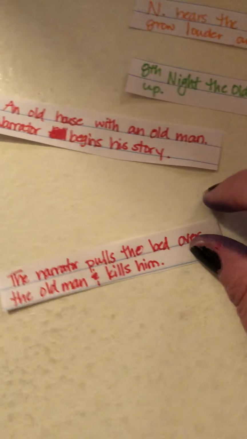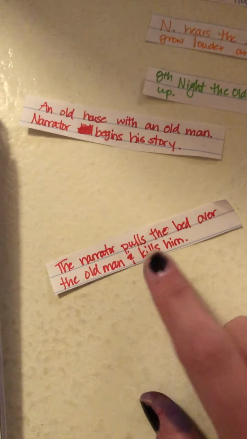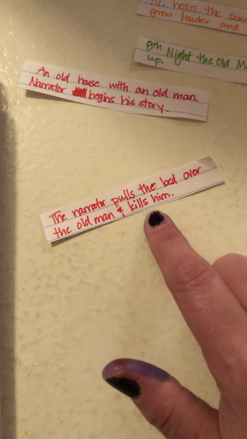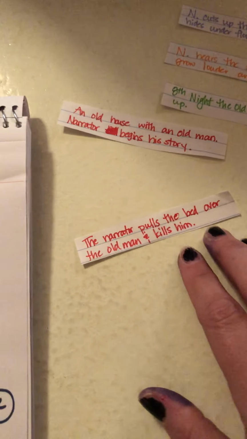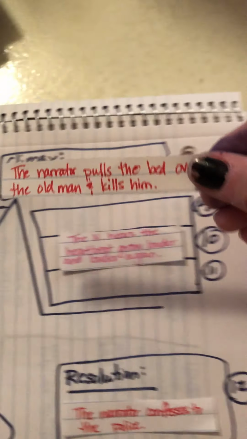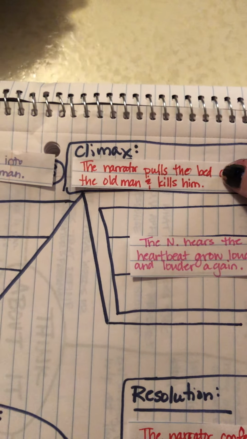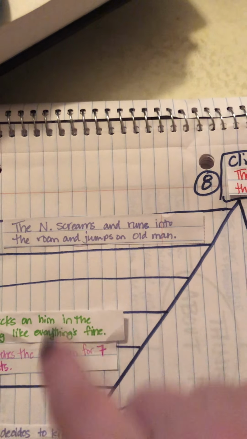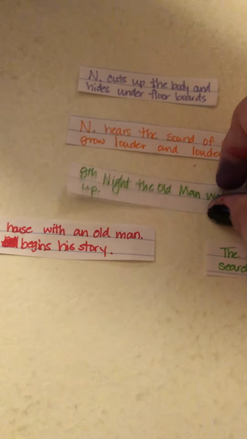The narrator pulls the bed over the old man and kills him. So the killing him, that part where he finally kills him, that's going to be the biggest action, the most exciting part of the story where everything starts to turn around. So that's going to be my climax, okay? So I'm going to put that right there. So that means this right before he does it when he screams and jumps on him is going to be that last rise in action event. The 8th night, the old man wakes up.